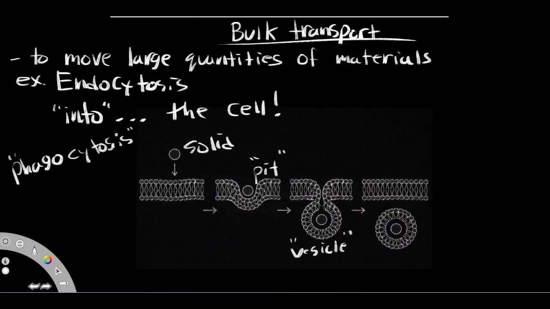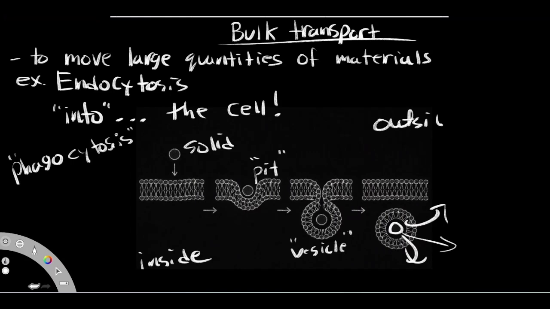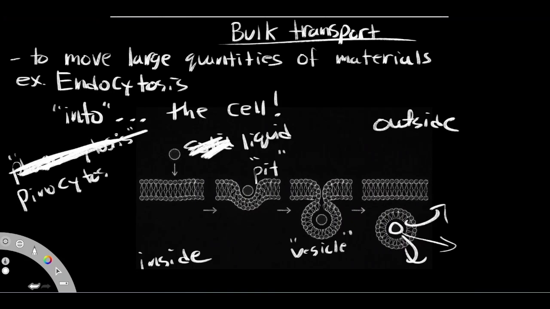And then once it's released into the cell, what happens? It can get released, that solid now is able to come out and get digested, right? Remember, we're on the inside of the cell right now, so this is the inside and this is the outside of the cell. And the same thing can be done for a liquid, right? If it's a liquid, we don't call it phagocytosis, we call it pinocytosis, also known as cell drinking. So it's a transport of liquids this time into the cell.